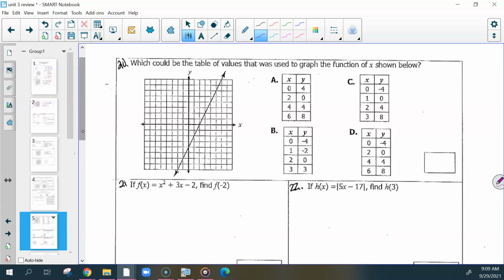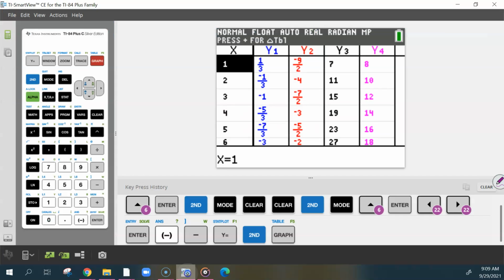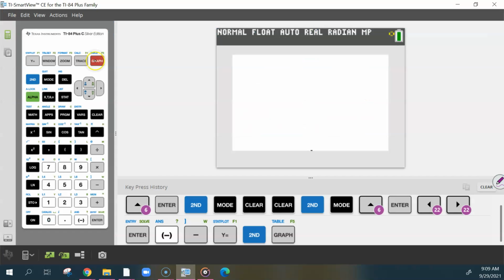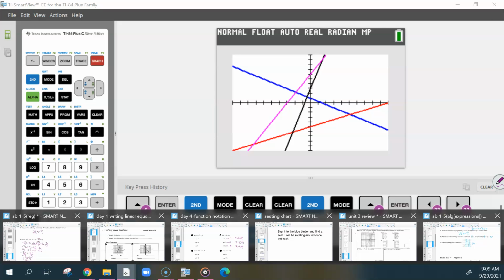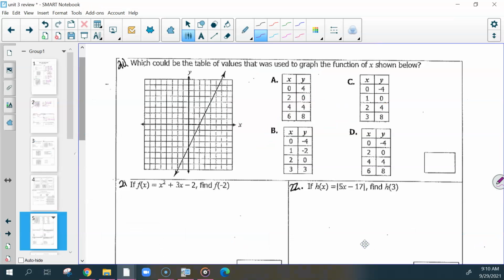20 is very similar. It gives you the graph. So if I went back to my calculator and instead of table I hit graph, it's going to graph all of those lines for me. Kind of the same thing. I could match the graph to the table and see which one it is. We're not going to go over 20. I just wanted to show you that's how you do it.